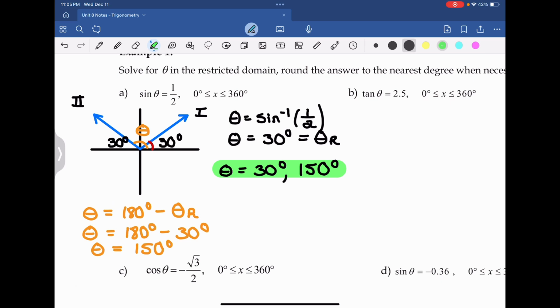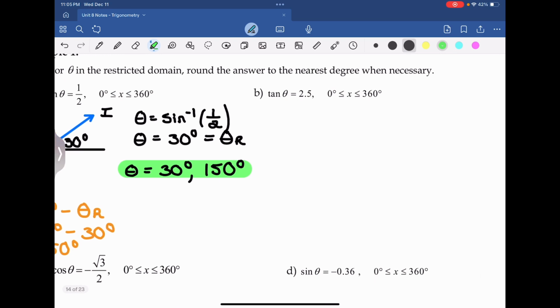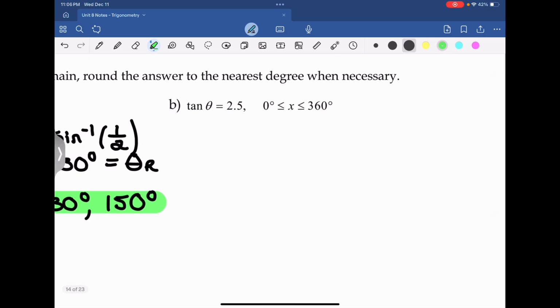Okay, so let's apply this same thing to our next problem. They want us to look at where tan theta equals positive 2.5. We want to write this as a fraction. I think it's better to have it in fraction form, although that's debatable. We could write it either way. We want to write this on a domain of 0 to 360. So again, we're considering the full unit circle in this situation.